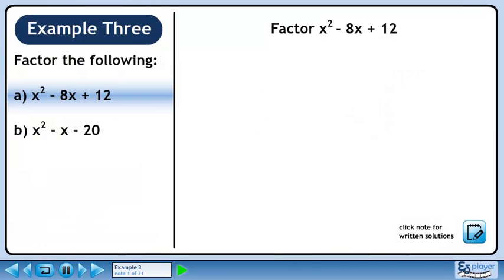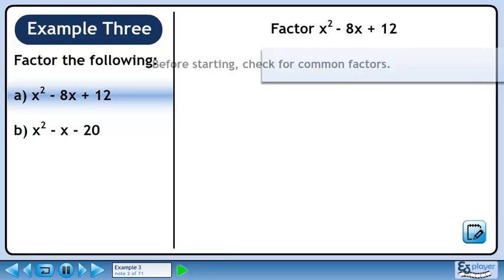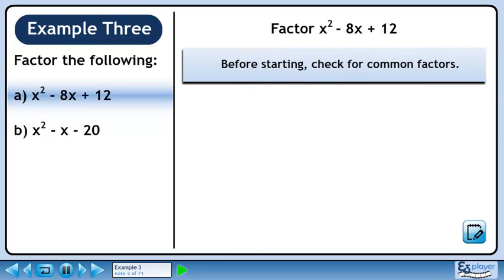In part A of this example, we'll factor x squared minus 8x plus 12. Before starting, check for common factors. There are no common factors in this trinomial. In step 1, we'll get two numbers with a product of a times c and a sum of b.